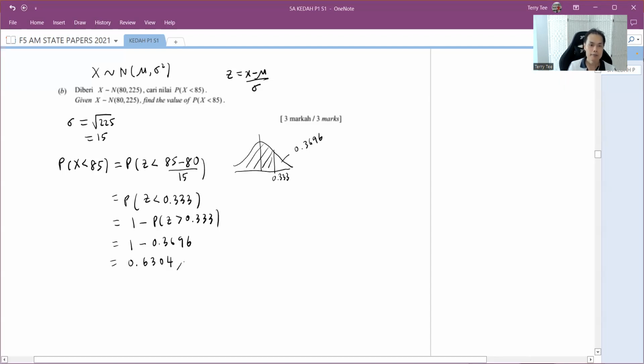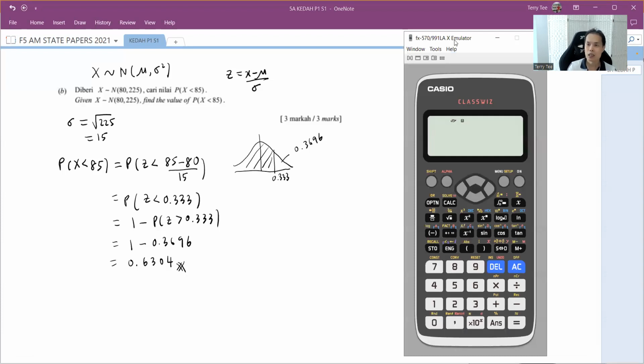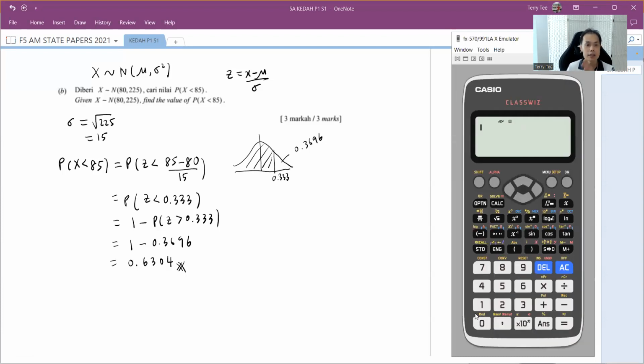Another way we can use a calculator is using the latest Casio ClassWiz calculator. This calculator is even better because you don't even have to standardize it. But again, it's illegal to skip that. You need to show proper working and to show standardization from X to Z, and then the 1 minus to get the final answer. So this is how we do it. Press mode. You go to number 7 for distribution.